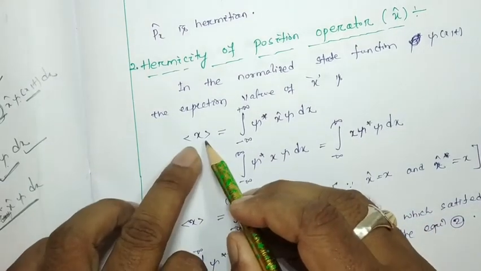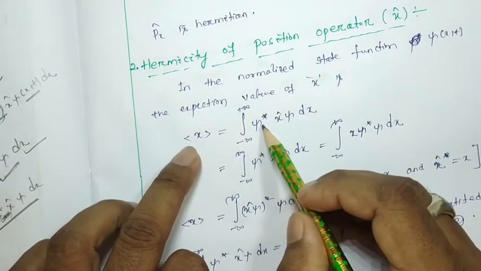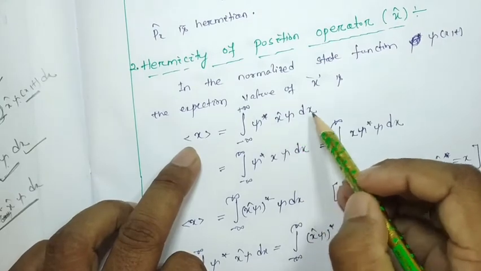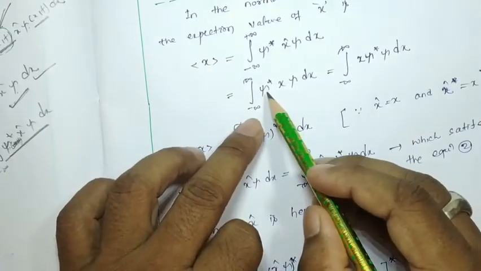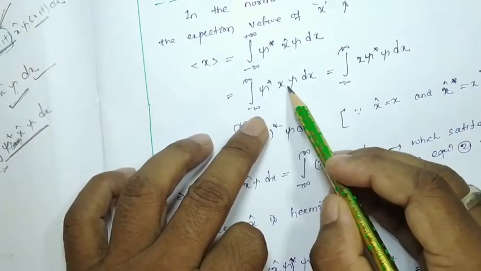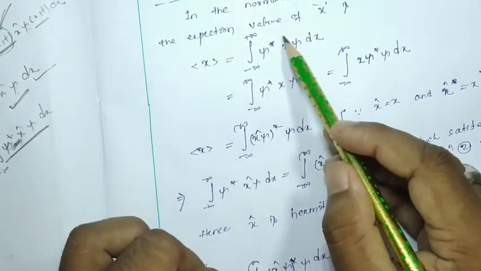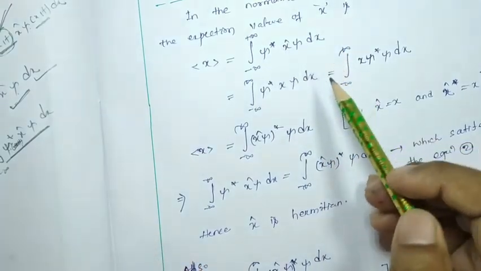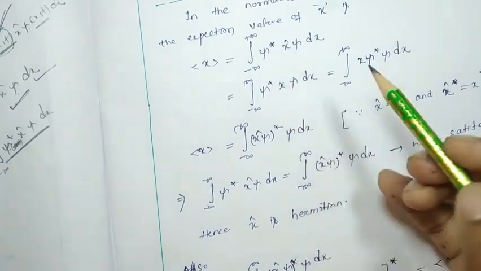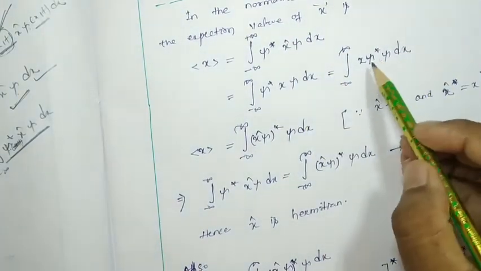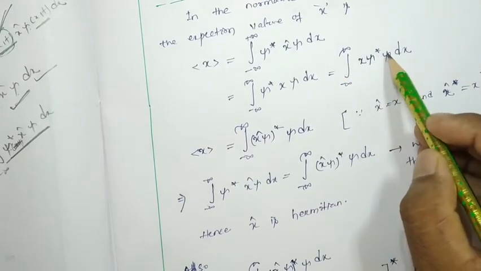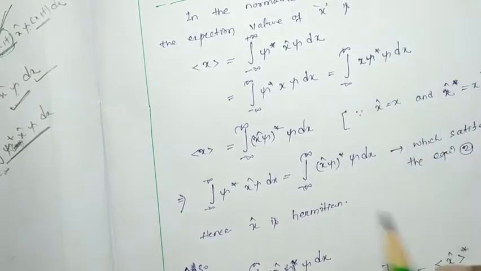So the expectation value of x can be written as ∫ psi star x cap psi dx, because the so-called operator of x, or position, will be x. And here it can be written as x psi star psi dx. Why?